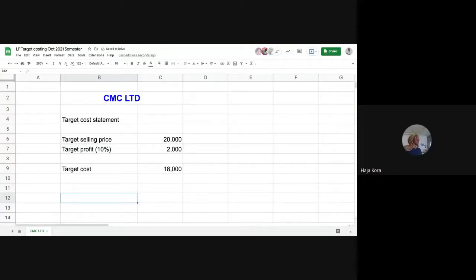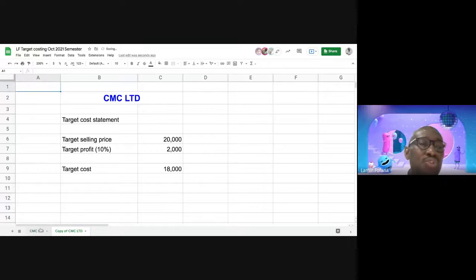Just click on the sheet and then right click on it. Then you will see duplicate. Yes. If you choose duplicate, it produces the same worksheet exactly as it is, with all the formatting and all the details. Can you see? If you click on this, it's the same as if you click on this. The only difference is the names. This one says CMC Limited. This one says copy of CMC Limited.